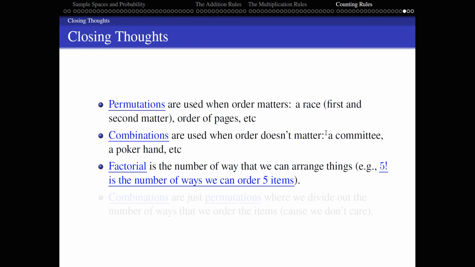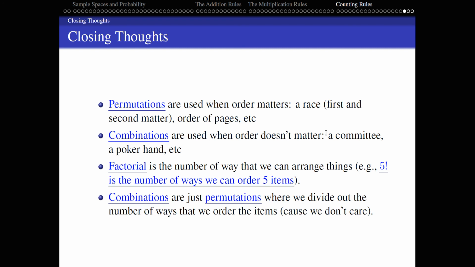Recall that factorial is the number of ways we can arrange things. Students tend to forget what factorial means. So what is n factorial? Well, n factorial is the number of ways that you can arrange n objects. So you could put the first object first, the second object second, and so on, or you could switch the first and second objects, or you can keep rearranging on and on and on. How many times can you do that and create unique arrangements? Well, you can do that n factorial times.